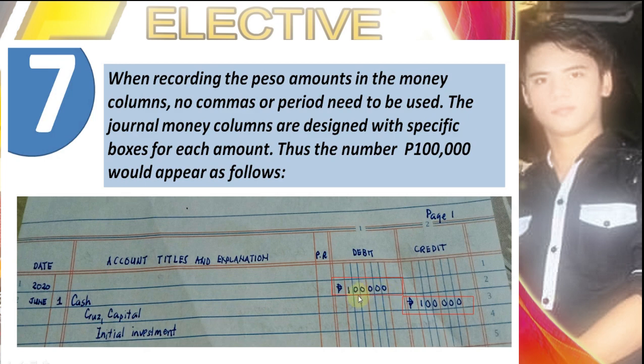One number, okay. Then, after 3 numbers, we don't put a comma. If we have centavos, we don't put a period. So, no commas or period are used. Then, did you notice the writing? It's from right to left. Right to left. So, here first, 0, 0, 0, 0, 0, 1.